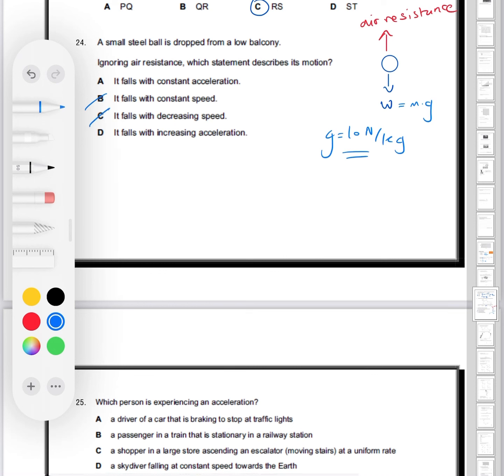So that's not correct. Increasing acceleration is definitely wrong because, well, we know that gravity is constant on Earth, which means that the acceleration by which this ball will be falling is constant. That leaves us with choice A, which is indeed the correct answer.